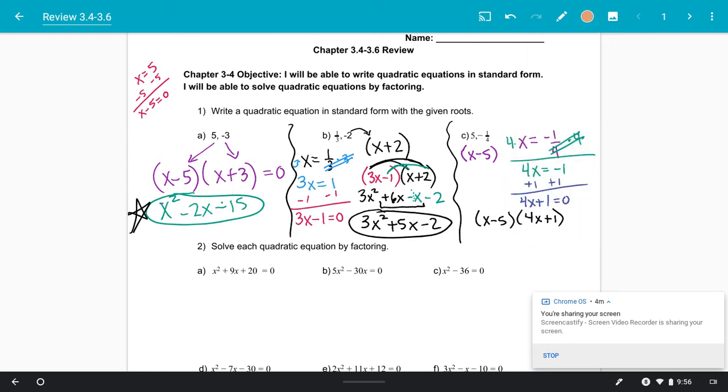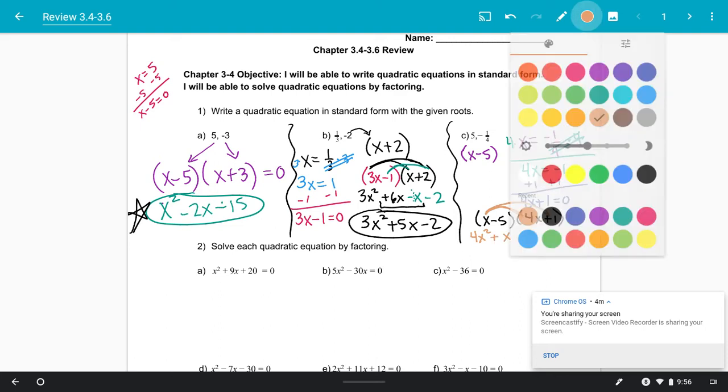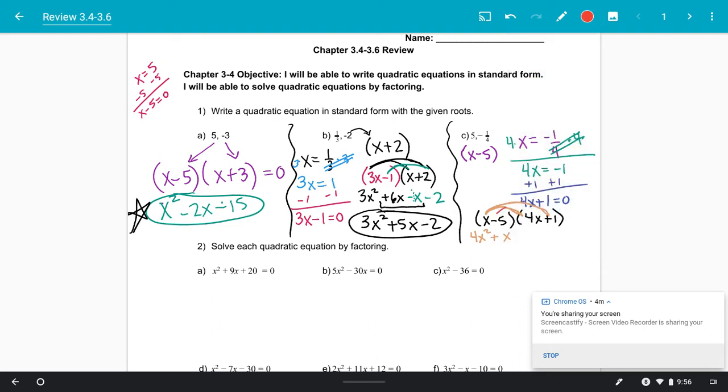And we can multiply, FOIL. So x times 4x is 4x squared. X times 1 is x. And then negative 5 times 4x is negative 20x. Negative 5 times 1 is negative 5. Last step, put these together, and you'd get 4x squared minus 19x minus 5.